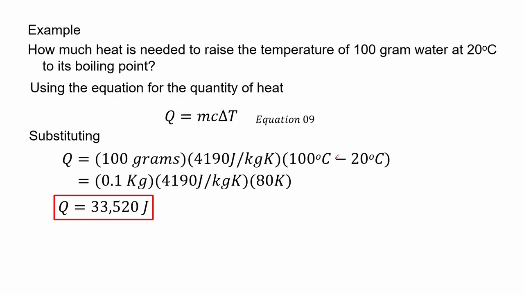Here we have an example. How much heat is needed to raise the temperature of 100 grams of water at 20 degrees to its boiling point? The boiling point of water is at 100 degrees Celsius, which we will denote as the final temperature. Using the equation for the quantity of heat, we substitute the values. We then convert some of the values to solve the problem, and we get that the quantity of heat needed to raise the temperature is 33,520 joules.